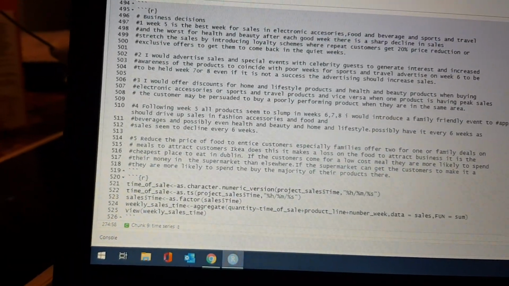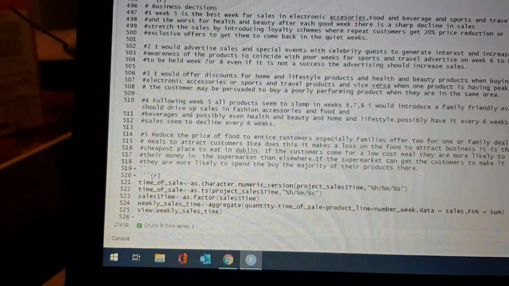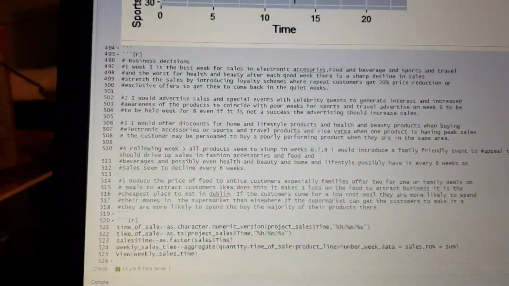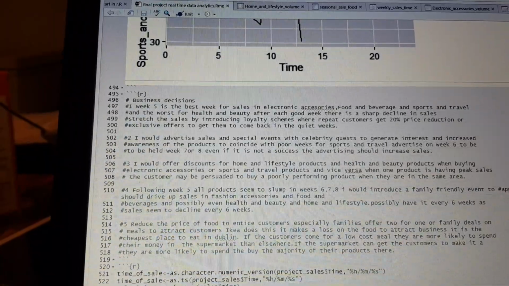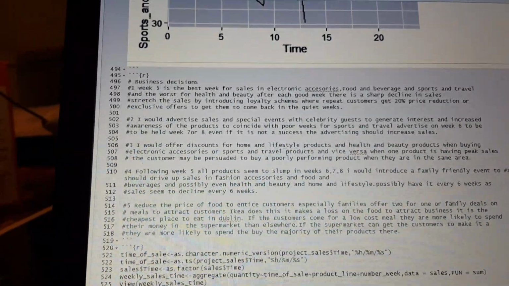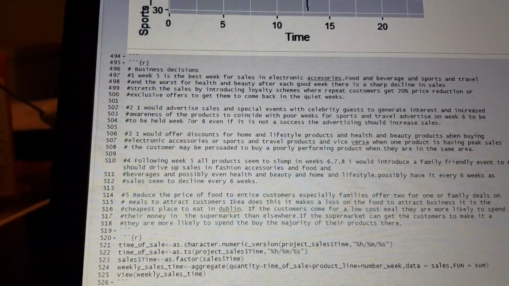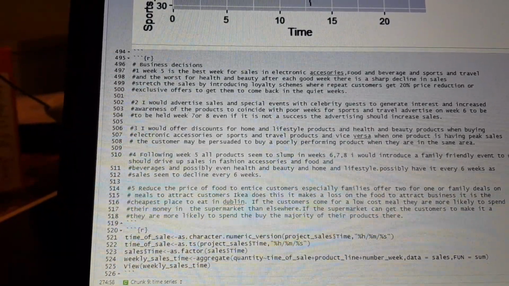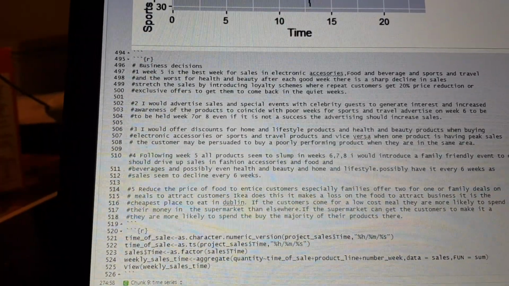So my business decisions were: week 5 was the best week for sales in electronic accessories, food and beverage and sports and travel. The worst for health and beauty. After each good week, there's a sharp decline in sales. Number 1, start by introducing loyalty schemes, where repeat customers get 20% price reduction or exclusive offers to get them to come back in the quiet weeks. Number 2, advertise sales and special events with celebrity guests to generate interest and increase awareness of the products.